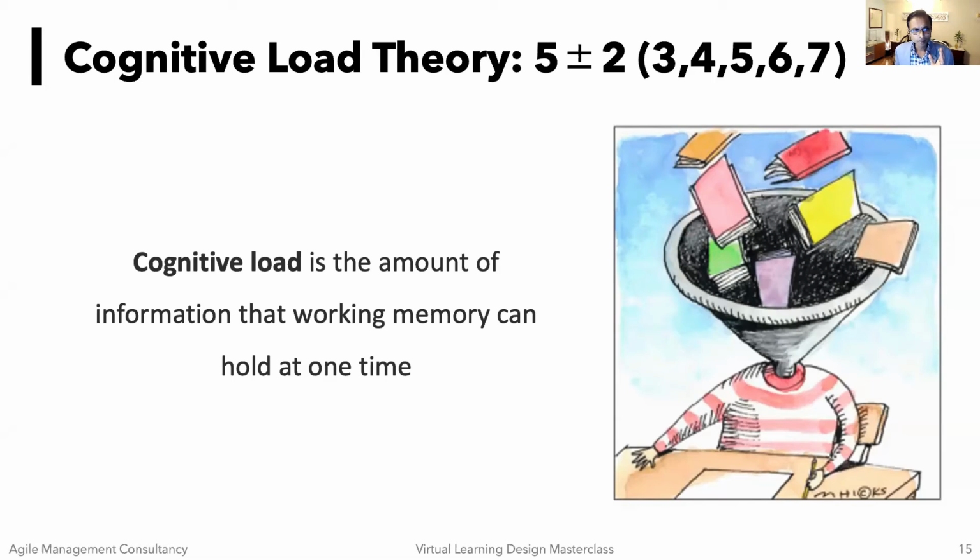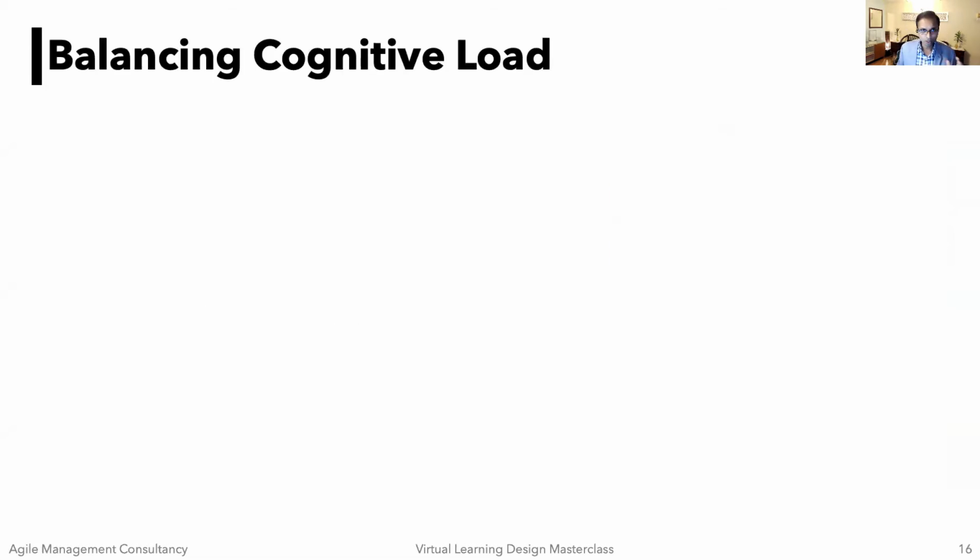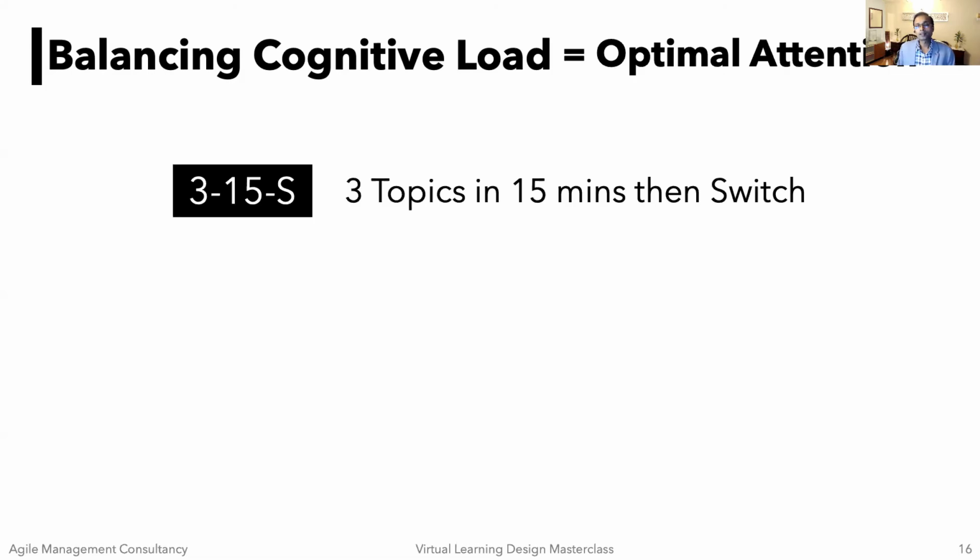So keep that in mind, because when we start balancing this load between what's in their head and what we're giving them, we call this optimal attention. And it really means we're talking about 3 topics in a 15-minute stretch of time. So 3 topics for 15 minutes, as a switch. Now I'll talk to you about what switch is in a while after this.